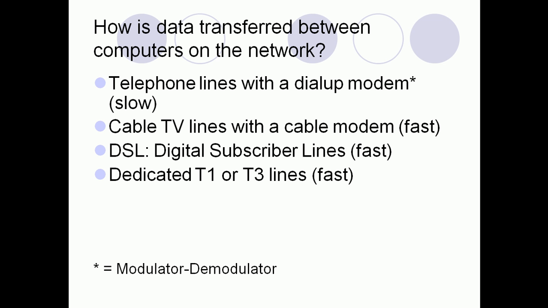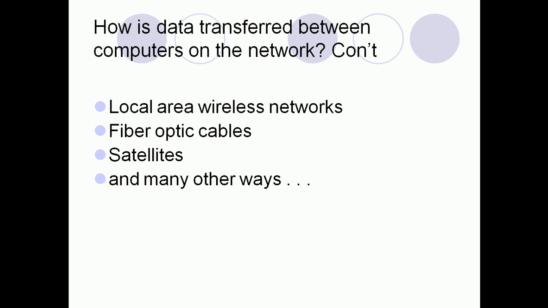We also have the cable TV lines with a cable modem that's fast. You have the digital subscriber lines, also fast. We have the dedicated T1 or T3 lines, also fast. We also have the local area wireless networks, which University of Education Winneba has a lot of hotspots, so make sure you use them. We also have fiber optic cables, which the university also uses nowadays. They have the satellite also, which the university uses to communicate with Mampong, Ejura, and Kumasi campus. And we have others also.